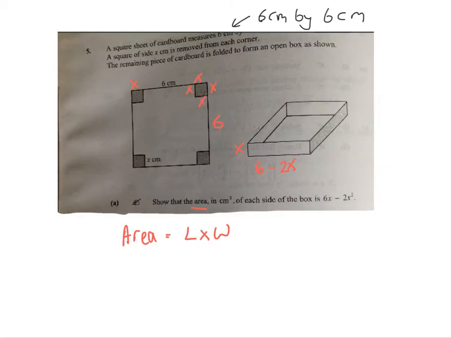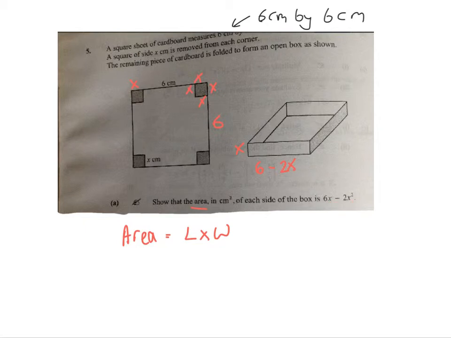So this is a good example of a question that deceives a lot of students. Let's just have a quick read first. A square sheet of cardboard measures 6 centimeters by 6 centimeters. A square of side x centimeters is removed from each corner. The remaining piece of cardboard is folded to form an open box as shown. Question is, show that the area in centimeters squared of each side of the box is 6x minus 2x squared.